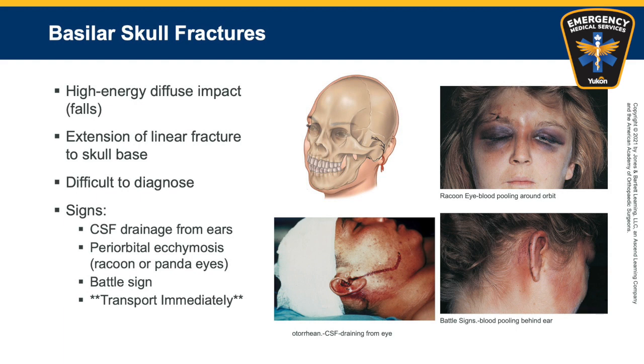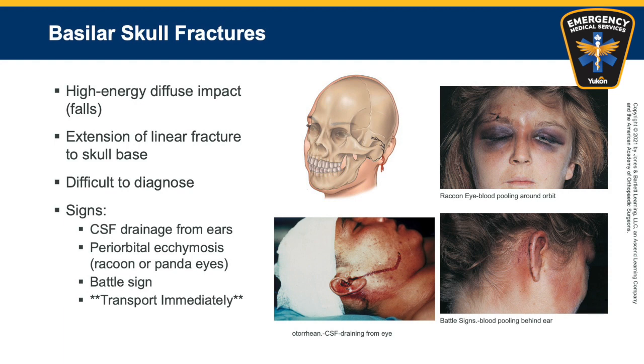They're going to see a lot of very distinctive signs and symptoms, like your raccoon eyes, the blood pooling around the orbit of your eyes. That's where you get the two black eyes. You'll see Battle's sign, which is a bruise right behind the ear, and you may see cerebrospinal fluid draining out of the ears or nose.